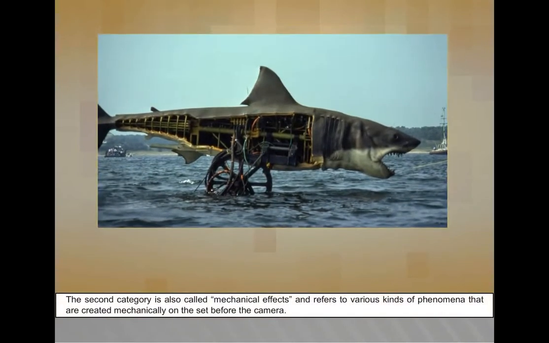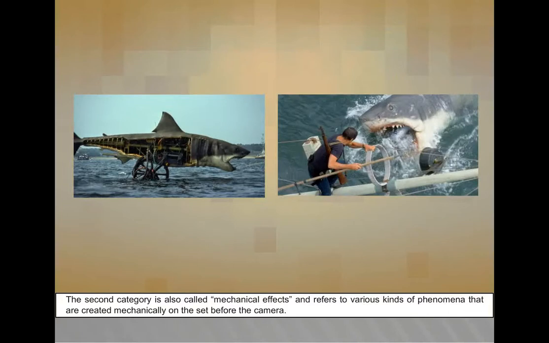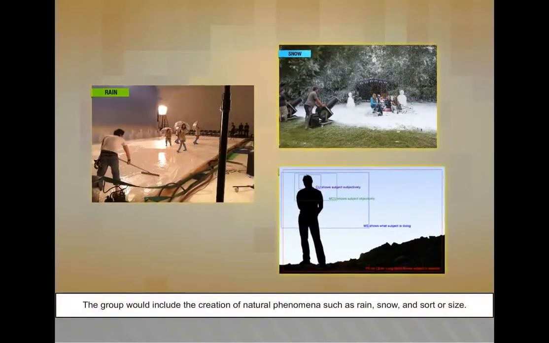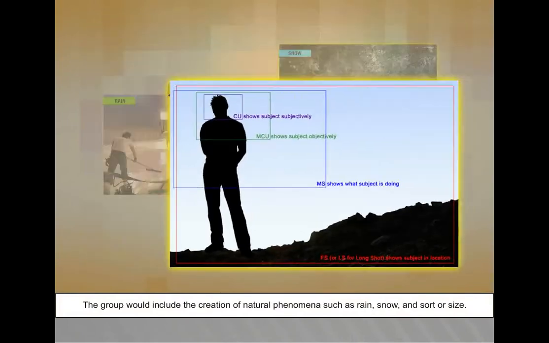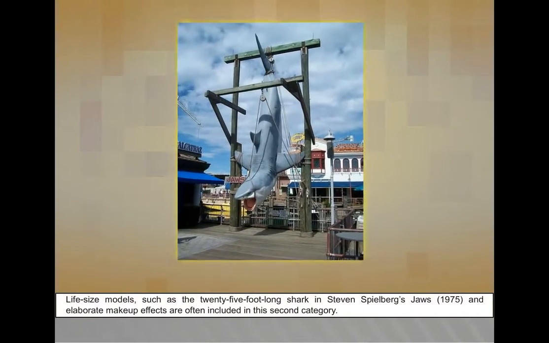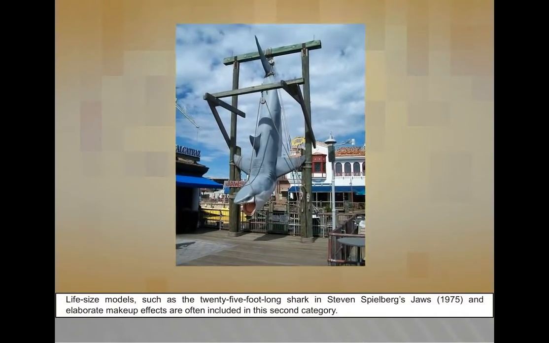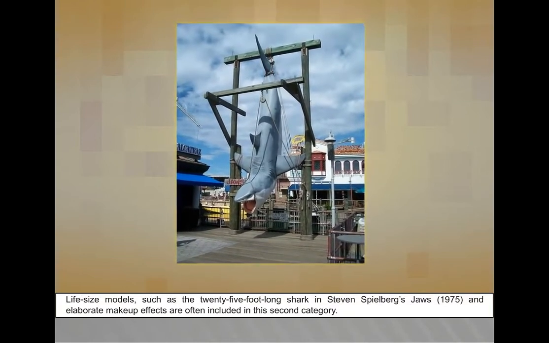The second category is also called mechanical effects and refers to various kinds of phenomena that are created mechanically on the set before the camera. The group would include the creation of natural phenomena such as rain, snow, and so on. Life-size models such as the 25-foot-long shark in Steven Spielberg's Jaws, 1975, and elaborate makeup effects are often included in this second category.